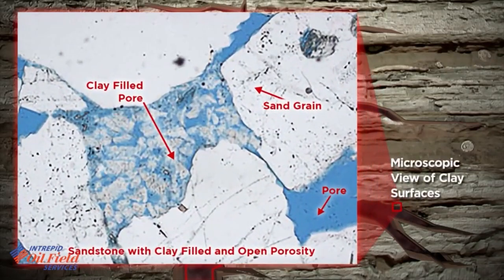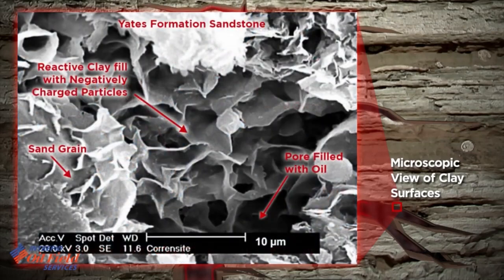Here is a thin section photograph of a sandstone with both clay-filled and open porosity. Also note the porosity between clay crystals. Zooming in 15 times with a scanning electron microscope shows corrensite, which is an R1 ordered mixed layer trioctahedral chlorite and trioctahedral smectite, filling sandstone porosity of the Yates Formation. Note the well-developed cellular structure similar to that of smectite and the oil-filled pores.